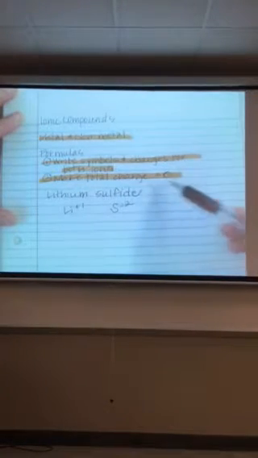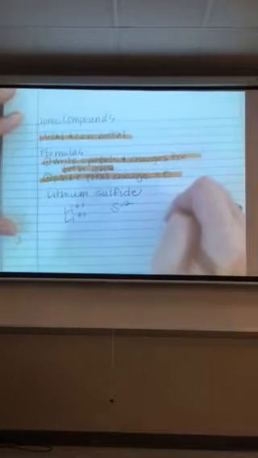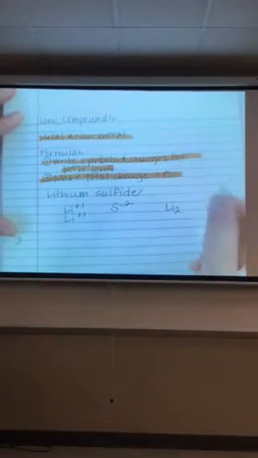Now we're going to look at this and say, does this total 0? So +1 and -2, does that total 0? It does not, so what do I need more of? Lithium. So let's throw another lithium on there. Now how much positive do I have? 2 total positives. How much negative do I have? 2. Does that total 0? Yes, it does, so now I write the formula: Li, and I put a little 2 behind it because I had 2 of them, S. Li2S is the formula for lithium sulfide.